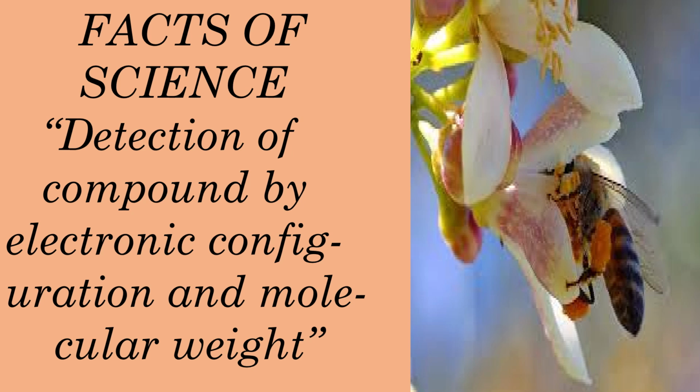These electrons revolve around different orbits and shells. This is called electronic configuration. For every element, there is a different electronic configuration. In this video, we will detect compounds by electronic configuration and molecular weight.